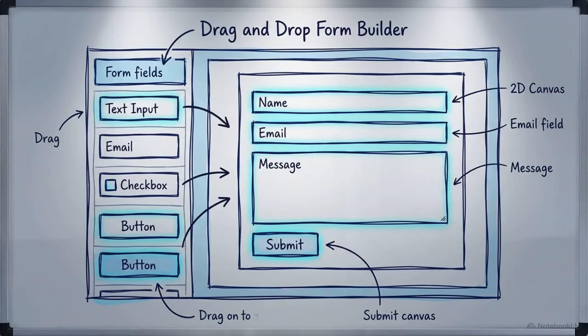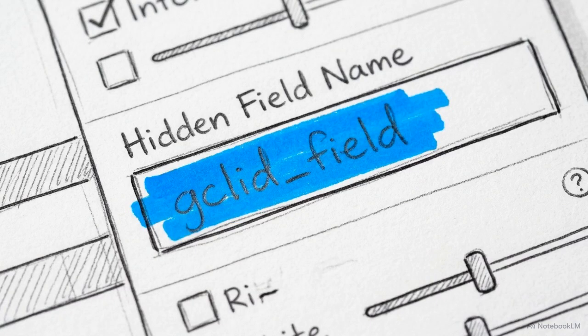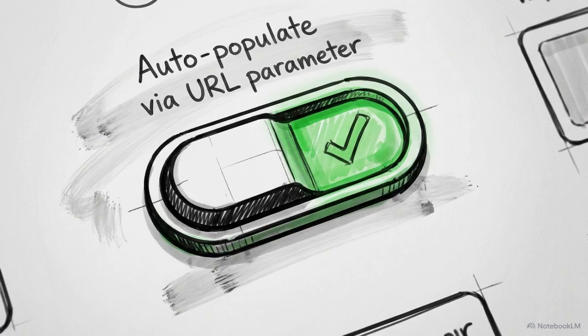With the ad account ready, switch over to your GoHighLevel form builder. This form is the exact entry point where we catch the tracking data. Add a new custom hidden field to your form. You must name this field exactly GCLID field. In the field settings, enable the option to auto-populate via URL parameters.